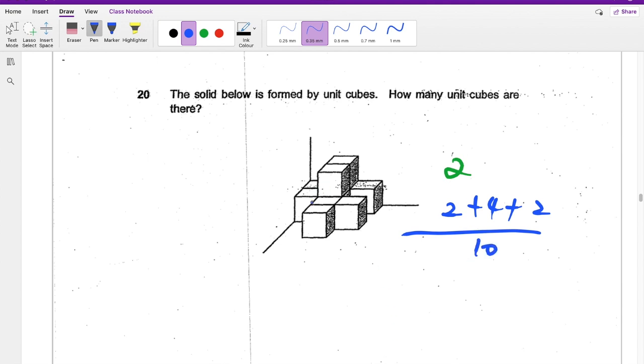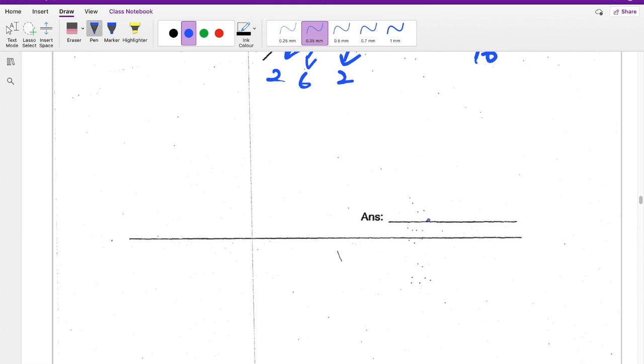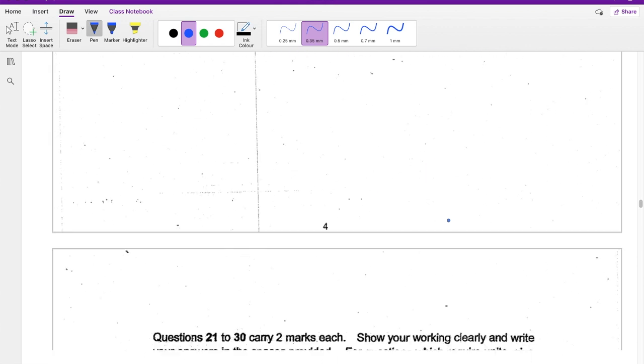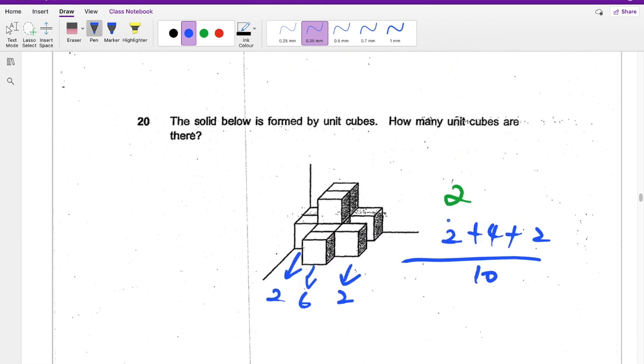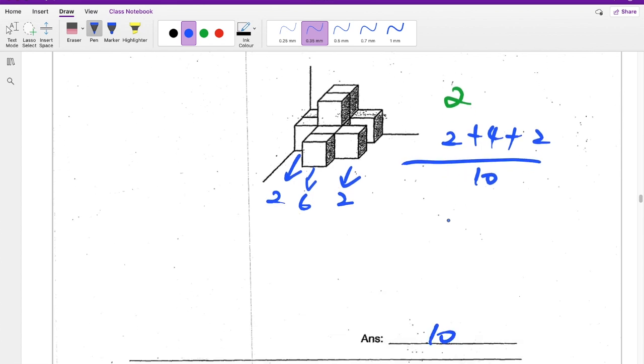How about we see from the side? This one has 2. And for this one, how many? We see that the depth is 4. Bottom is 4, top is 2, so this one is 6. Then this side has 2. So the total is 10. For the same thing, we can see from different perspectives. That's why we want to revise our answers to confirm they're correct.